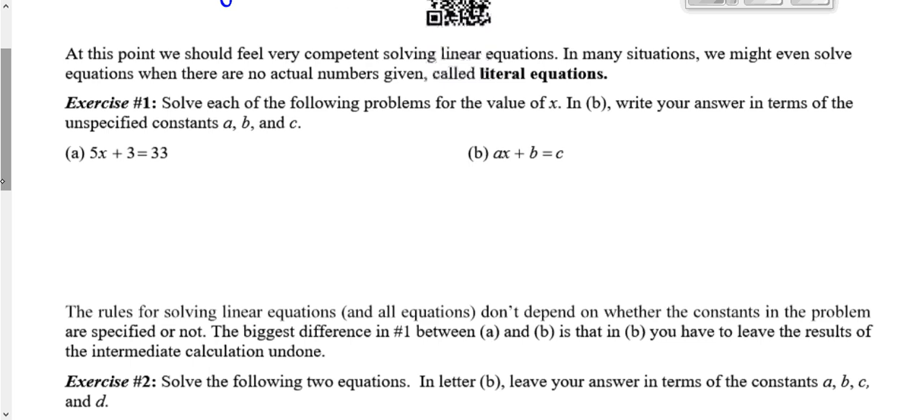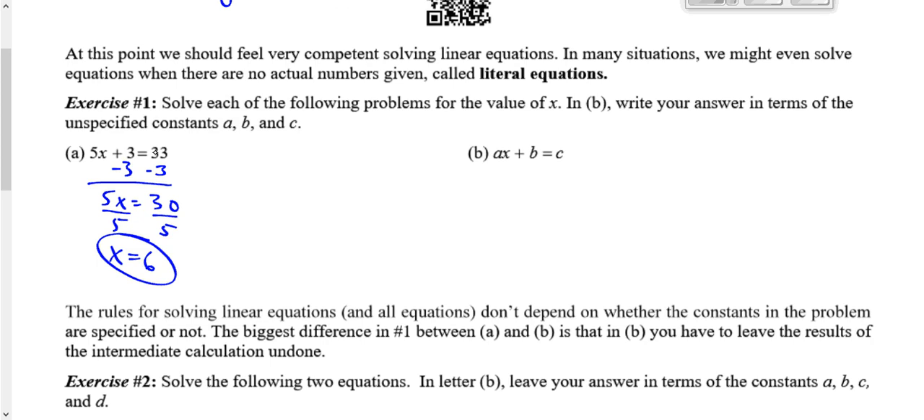So in A, we know what to do here, right? You solve this for x. You would do it in your head almost by now. So you get 5x equals 30, and divide by 5. So x equals 6. We could do the actual subtracting, 3 from 33, because we know what the numbers are, and then 5x divided by 5, 30 divided by 5.